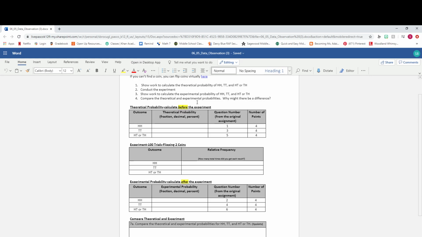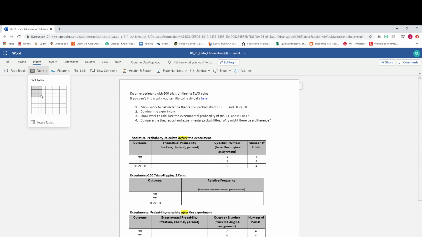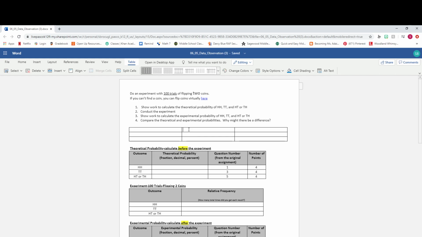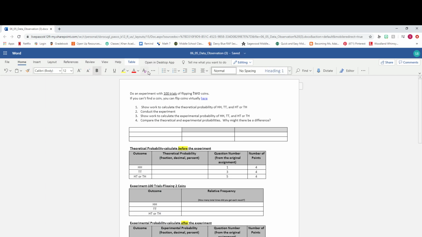So first thing I'm going to do is conduct my theoretical probability. You do not have to show your work like this, but I am going to show you where I'm coming from. So I'm going to insert a table. This is going to be for my first coin. My first coin is going to have a heads and a tails, right? My second coin is also going to have a heads and a tails. Okay, so coin 1, heads, tails, coin 2, heads, tails.